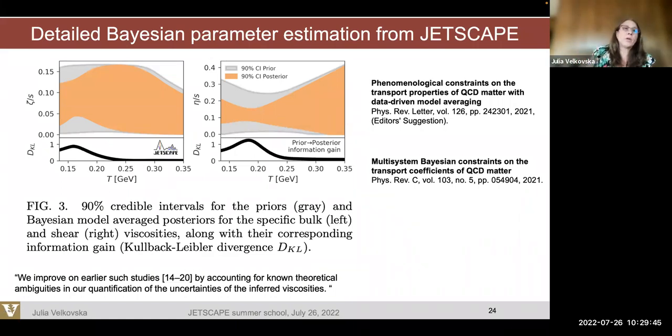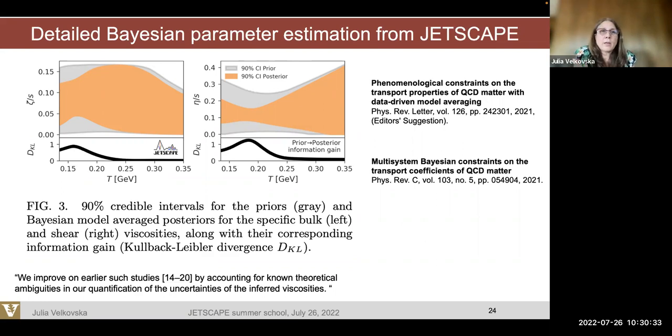In JETSCAPE, we recently did some detailed Bayesian parameter estimation, and there were two papers last year, one in Physical Review Letters and another one in Physical Review C, a very detailed paper. Both the temperature dependence of the shear viscosity over entropy density, eta over s, and the bulk viscosity were estimated. You see here the prior distribution and the posterior in yellow.